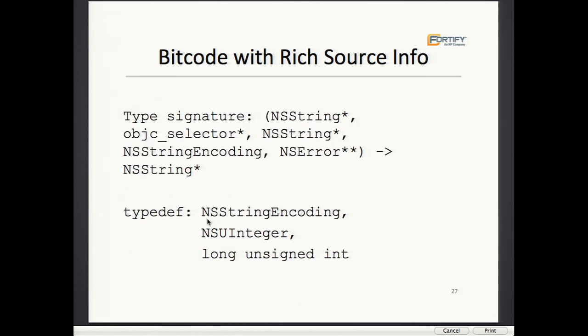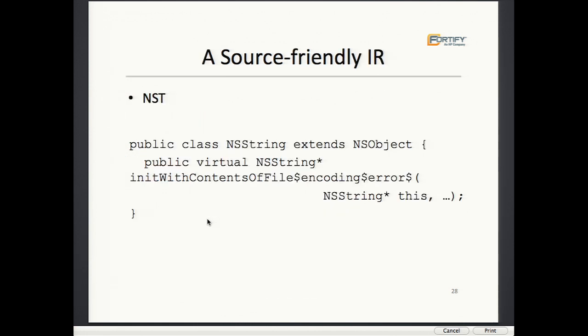Also, extra information about this function can be regained. For example, its type signature, although Objective-C doesn't use types for its method signature. And we can also know that some types are equivalent. For example, NSStringEncoding and NSUInteger are actually long unsigned integer. So with all this extra information, we can restore the function signature that we require to do security analysis.